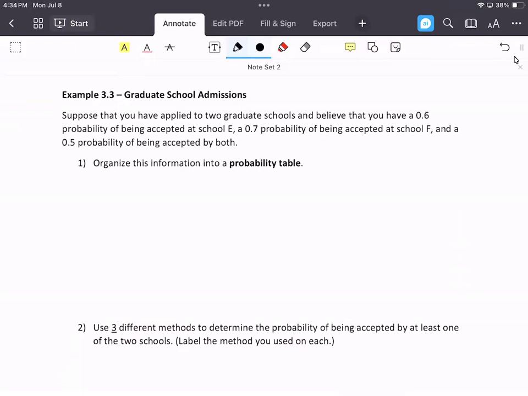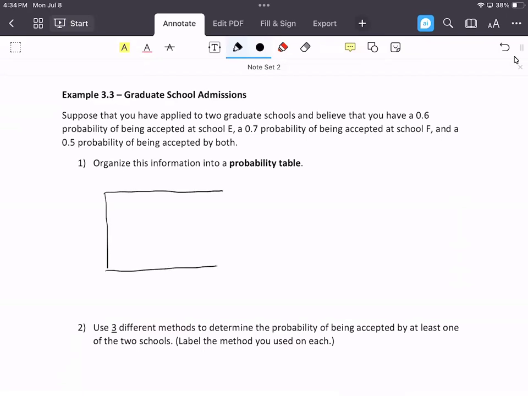Suppose you've applied to two graduate schools and believe that you have a 0.6 probability of being accepted at school E, 0.7 probability of being accepted at school F, and a 0.5 probability of being accepted by both. It asks us to first organize this information into a probability, or in other words, a contingency table. Now, if you haven't seen these before, we're going to take it slow, because we're going to be doing a lot of these this quarter.